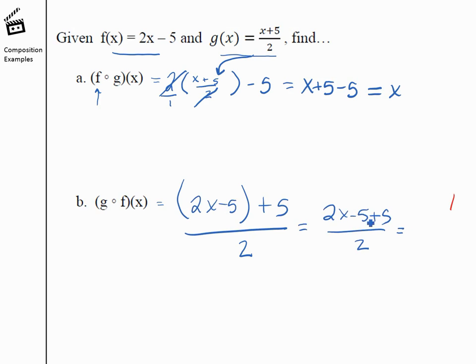So first we're going to look at the numerator and say minus 5 plus 5. Well, that just becomes 0. So we have 2x over 2. The 2's cancel each other out, and we just get x.